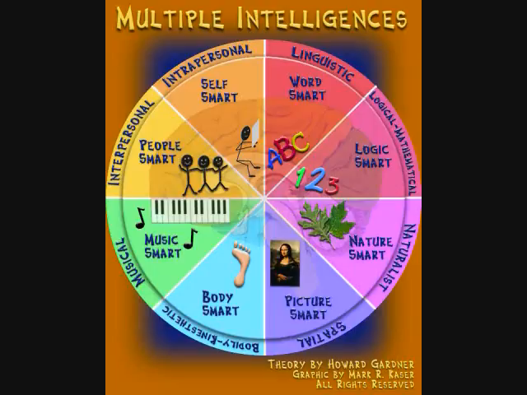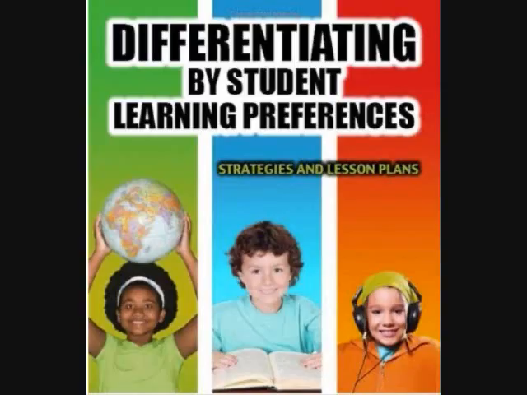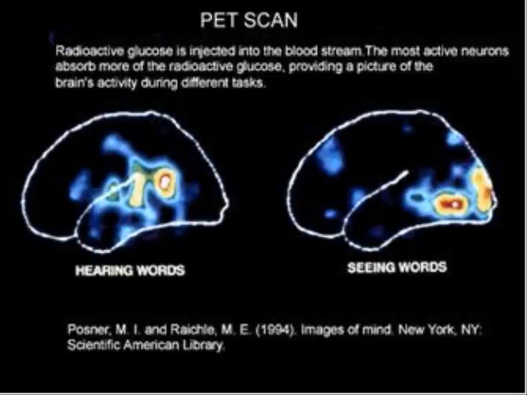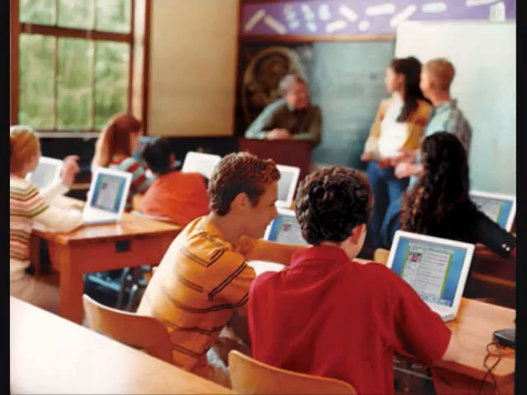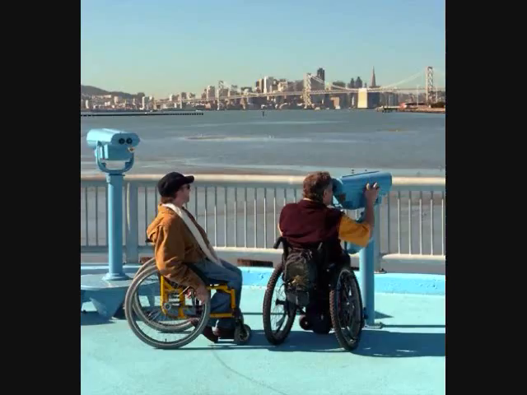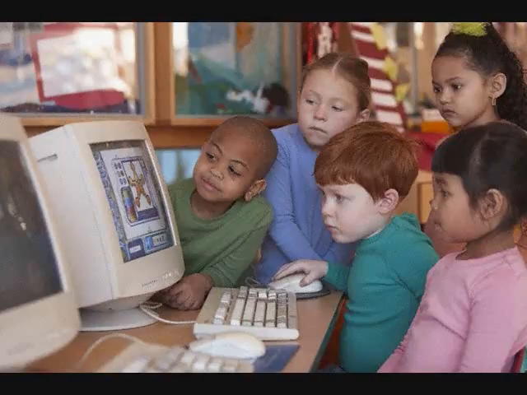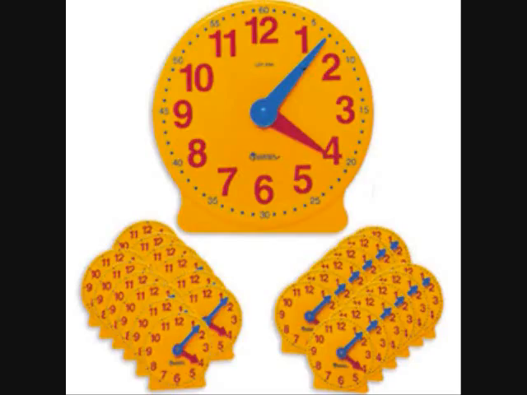This brain research has led to theories of learning, such as multiple intelligences, learning styles, and it has also shown learning preferences. The brain research supports universal design for learning. It tells us that there are many ways that we learn and that as educators we need to be able to identify the learning needs of our students. We need to provide multiple learning experiences for our students on a multitude of levels.